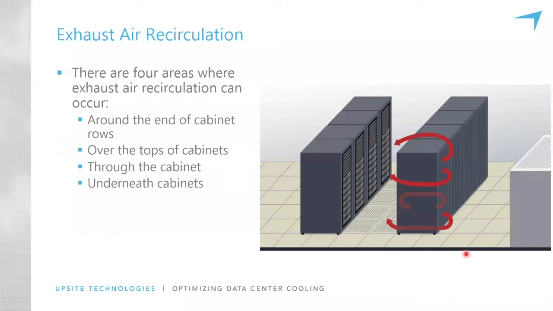We've got the obvious ones here around the ends of the cabinet rows, when there are no doors on the ends of the aisles, and over the tops of the cabinets. Of course, when there's no roof or no baffles on top of the cabinets, air can flow over the tops of the cabinets. Through the cabinets, air circulates without ever leaving the cabinet. It doesn't even go out of the back door, it just flows through spaces, through a missing blanking panel and into inlets, or underneath cabinets. And this is an often overlooked location. That space created by the levelers and the casters creates a path for exhaust air to flow under the cabinets and into the cold aisle. And many times I find the highest inlet air temperatures are in the bottom couple of feet of the cabinets.